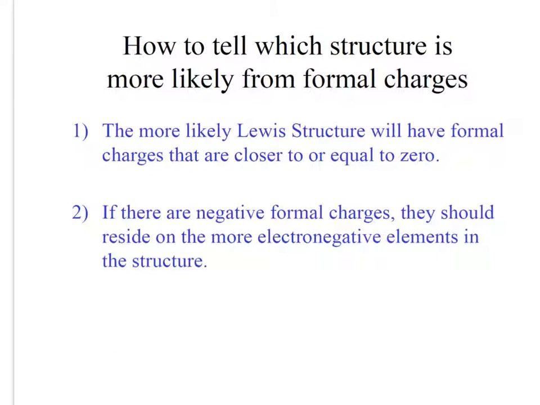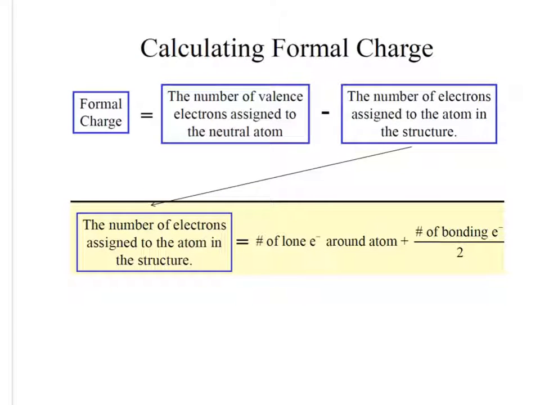So how do we tell which structure is more likely to form? The more likely Lewis structure will have all formal charges that are 0, or as close to 0 as you can get. If there are negative formal charges, then they need to be on the more electronegative element in your molecule. So here's the formula for calculating formal charge. It's just the number of valence electrons assigned to the neutral atom, minus the number of electrons assigned to the atom in the structure.